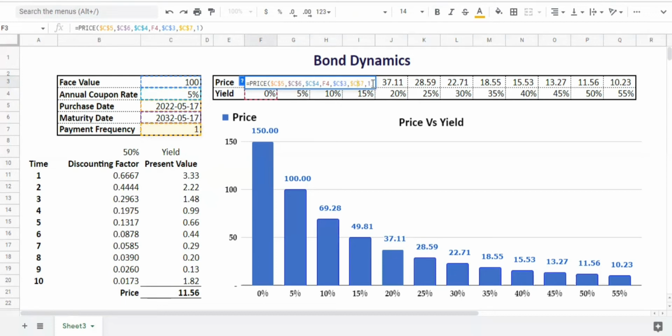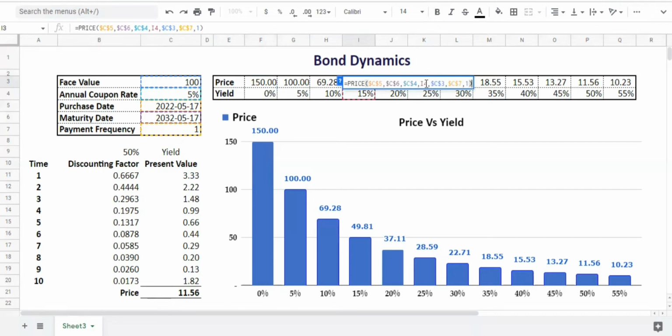And finally, this one is the basis of calculation. 1 means it's an actual basis. You calculate this bond price. So that's all. After you plug in those numbers, you can get this value for the respective yields. So I have done the calculation, and according to this scenario, the yield is 15%.